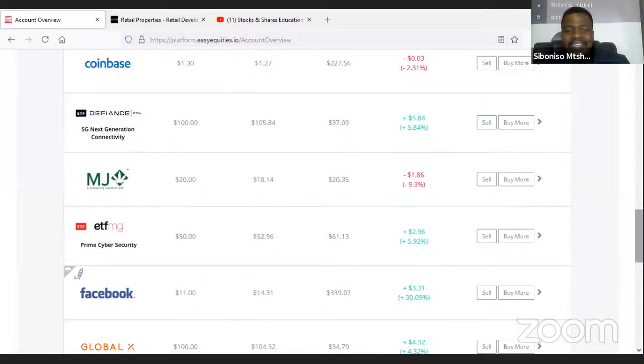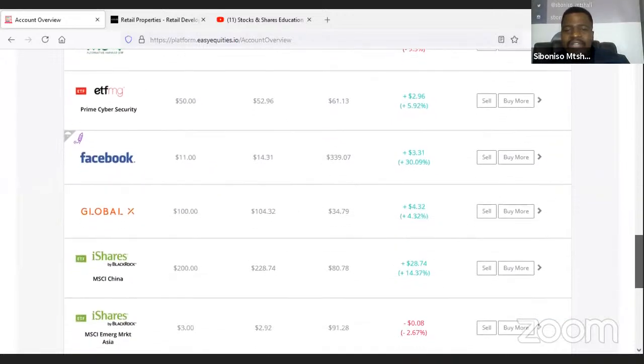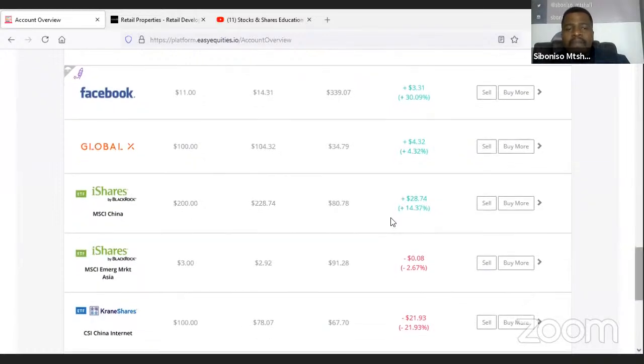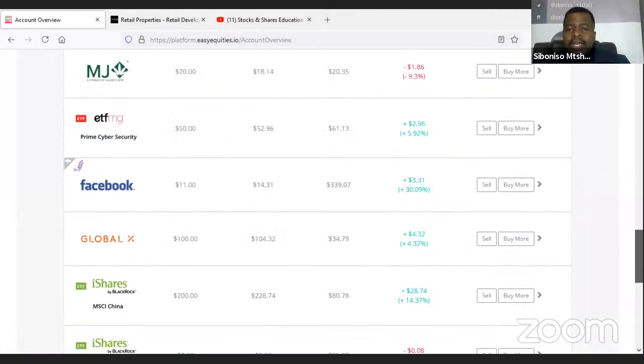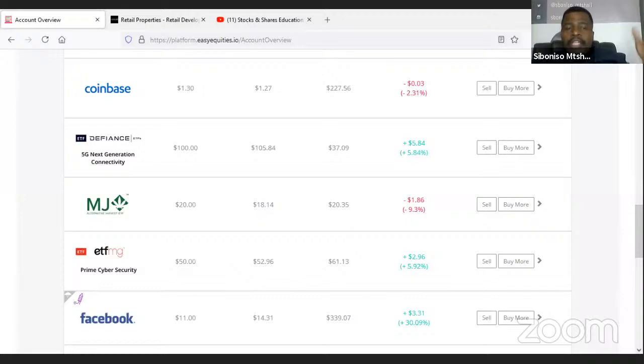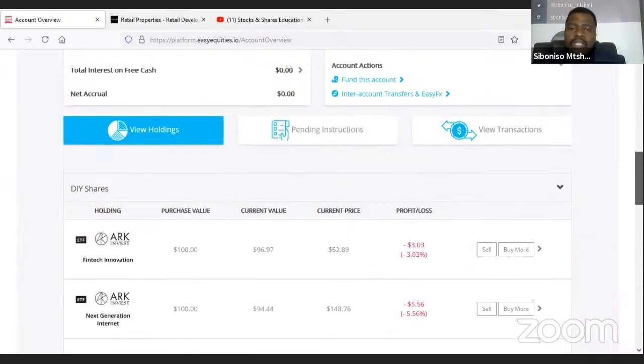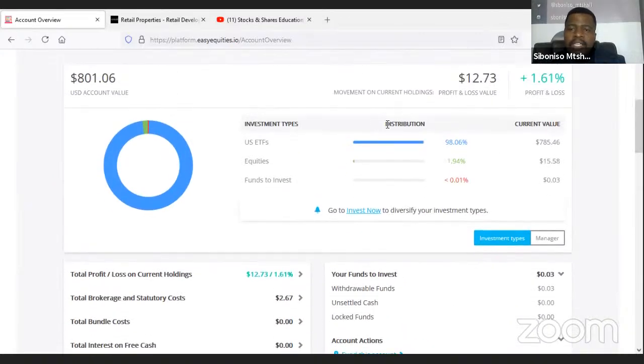And what we have here, the likes of Facebook, silver, MSCI China, showing signs of moving up a little bit there. So on this side, I've got more ETFs, as you can see here, that is leaning more on US ETFs, not much on equities and so forth.